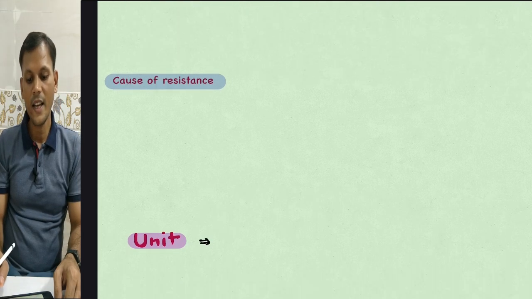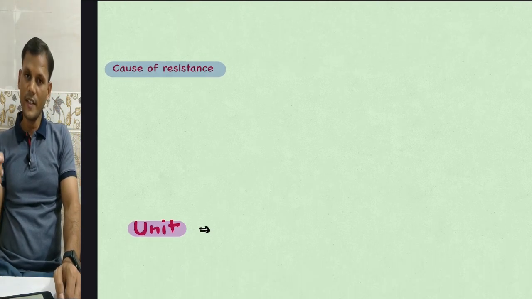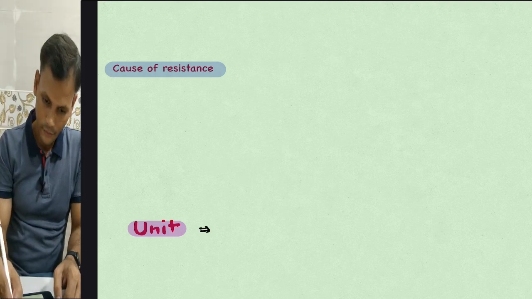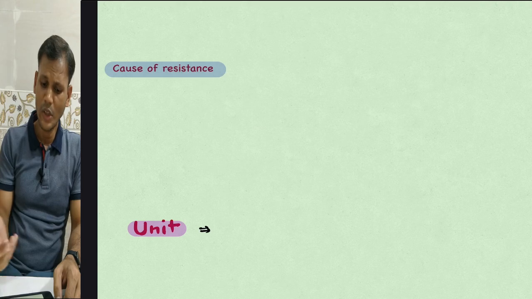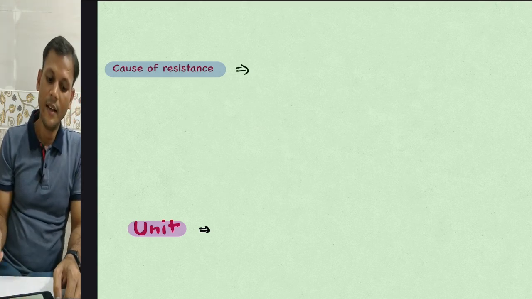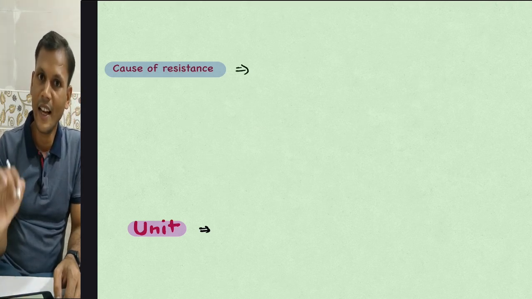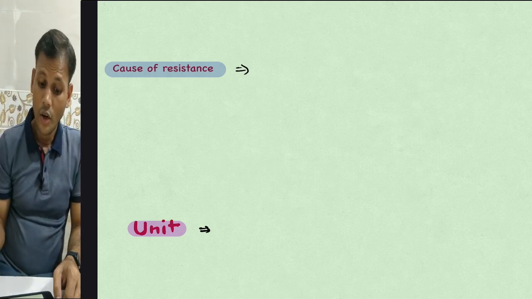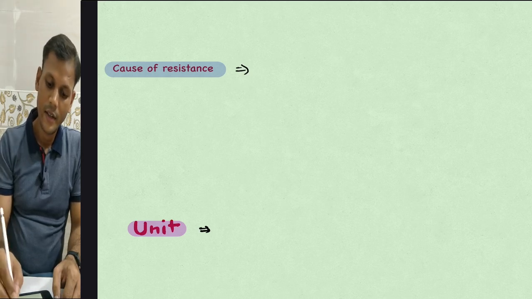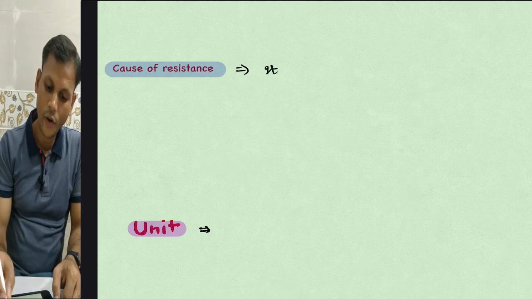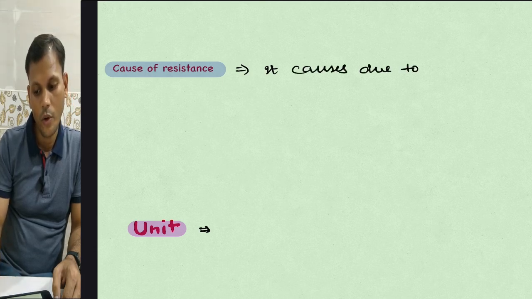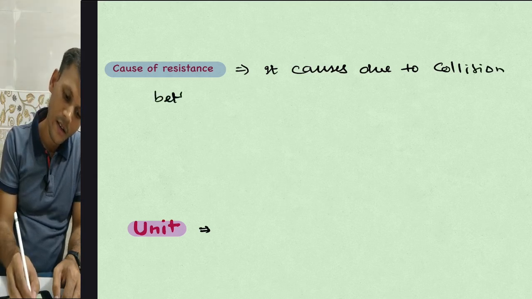Now, next thing: already we have mentioned what is the reason for resistance, what is the cause of resistance. Simply, we have mentioned resistance arises in any conductor due to collision of electrons. So the cause of resistance we can write: it is caused due to collision between electrons.